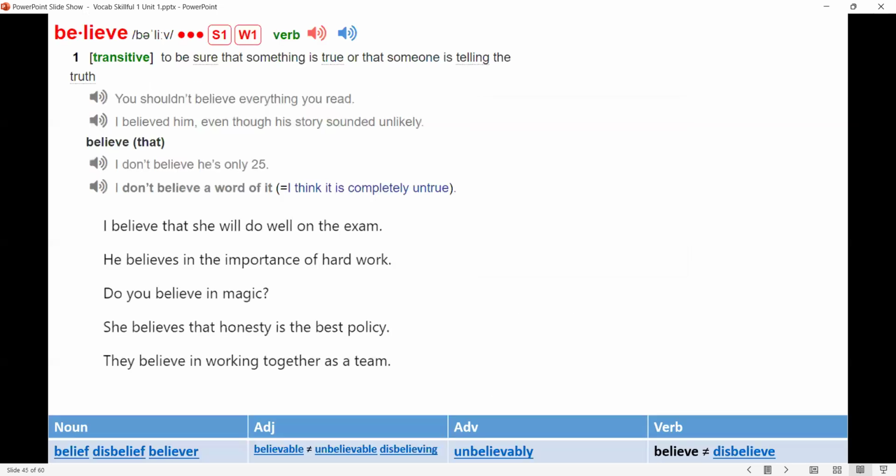Page 19. Believe. Belief means to be sure that something is true or that someone is telling the truth.